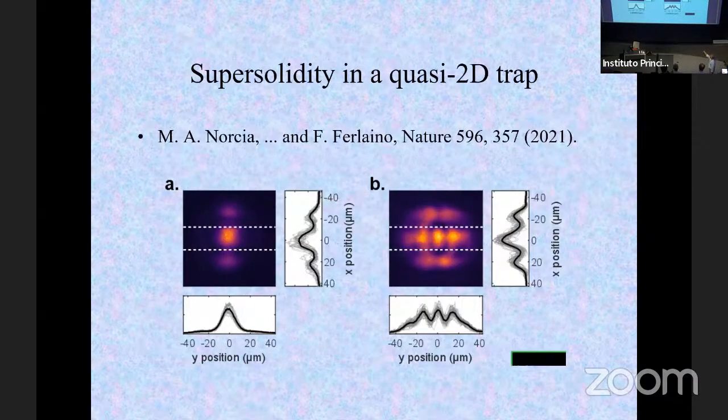And this is the result of the 2D trap work in 2021. So you can have from three droplets in a line to seven, the hexagonal lattice, in a 2D shaped trap.